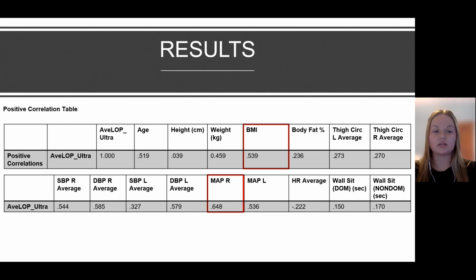This table shows the positive correlation values between the average limb occlusion pressure found between the ultrasound and Hokanson device and the variables that we used. There were two values that showed a correlation as well as potential to be predictors of limb occlusion pressure, those being BMI and mean arterial pressure of the right arm.